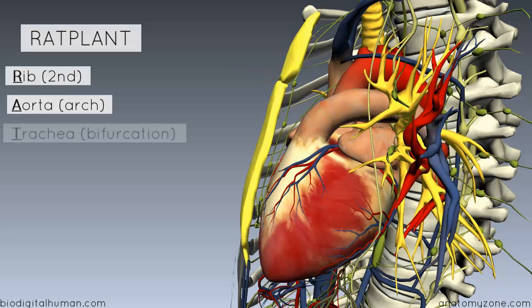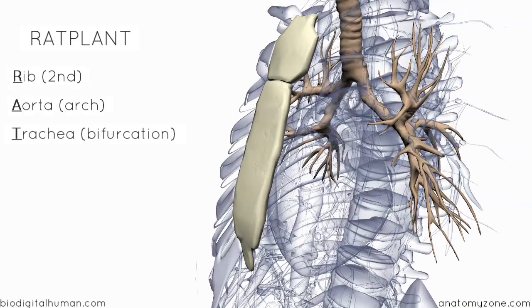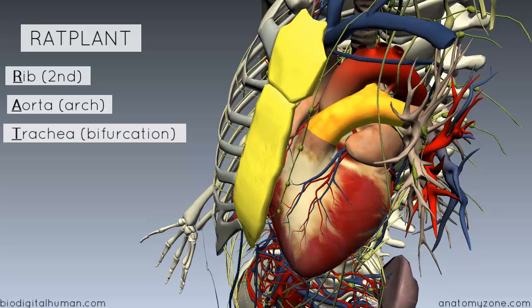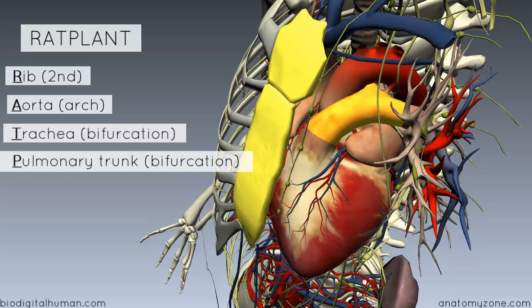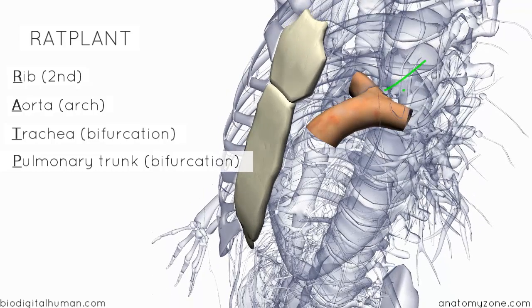And the next structure is the trachea. So the trachea bifurcates at around this level, so you can see the splitting into the two bronchi at this level. And then next we've got the pulmonary trunk bifurcation. So just isolating it there, you can see the pulmonary trunk bifurcates into its right and left branches.